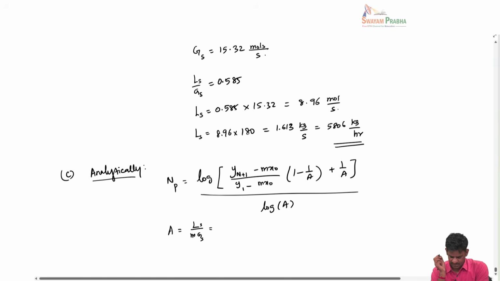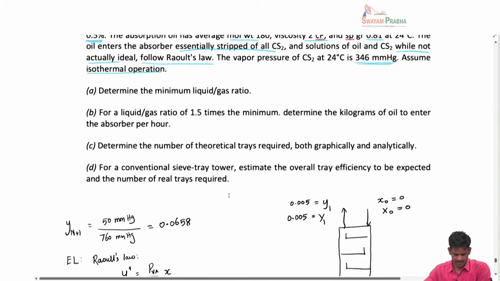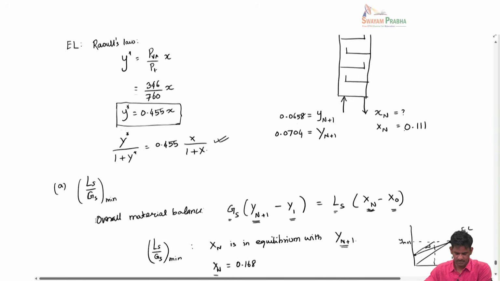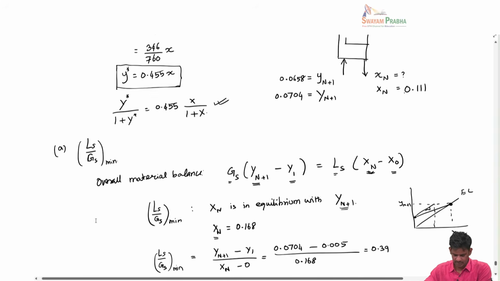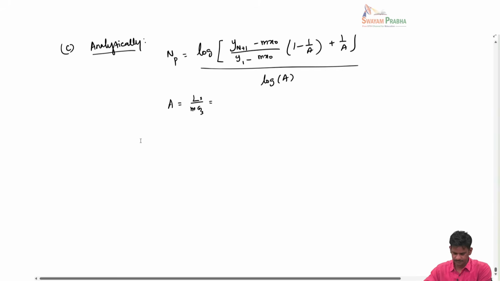LS by GS m. So m is given here already based on the Raoult's law. It's total, is it? Okay, we can do that. So let's see. So we have the slope here is 0.455. Okay, so let us use the total flow rate.